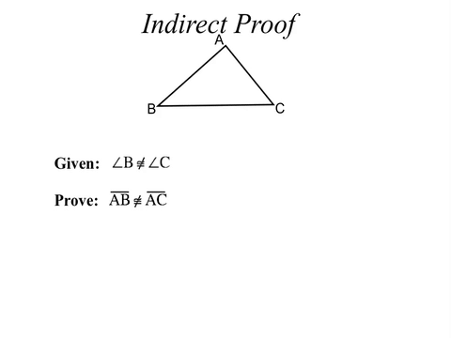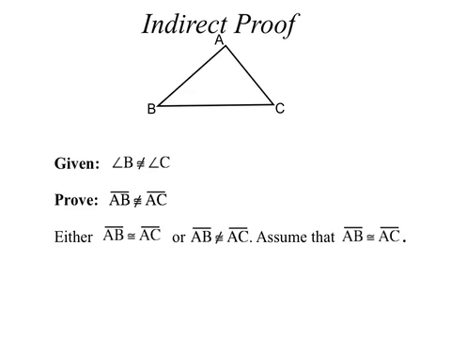Here's another example. We're given a triangle, and we're also given that angle B is not congruent to angle C, and our job is to prove that side AB is not congruent to side AC. Well, once again, either the two sides are congruent or they aren't. So we'll assume the opposite of what we're trying to prove. We'll assume that they are congruent.